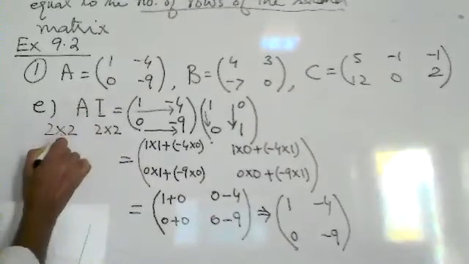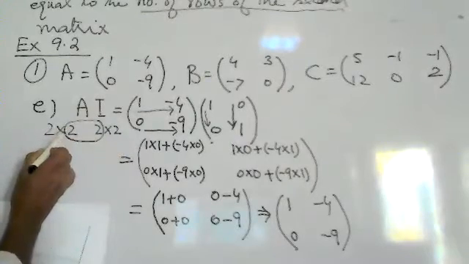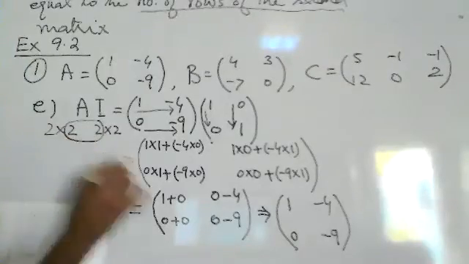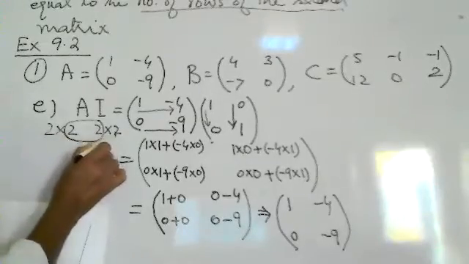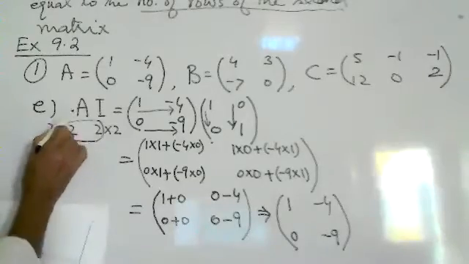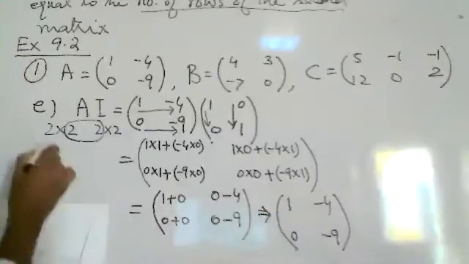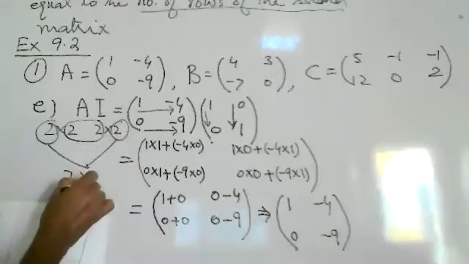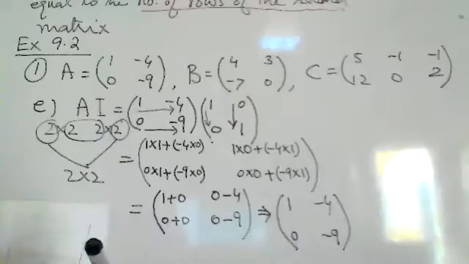So we write the size of this one. Now we'll check the middle number. The number of columns of the first matrix should be equal to the number of rows of the second matrix. They are equal, therefore they can be multiplied. And our answer will be 2 by 2: there are 2 rows and 2 columns. This should be the size of the product, the size of the answer.